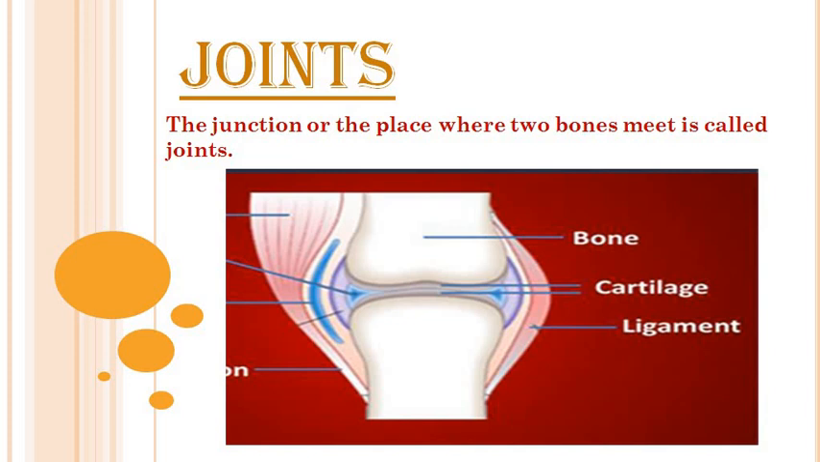In our body, 206 bones are there. So the places where two of the bones are connected, meeting together, are known as joints. As you can see in this picture, the two bones are kept on each other and they are joined to each other. This place is known as a joint.